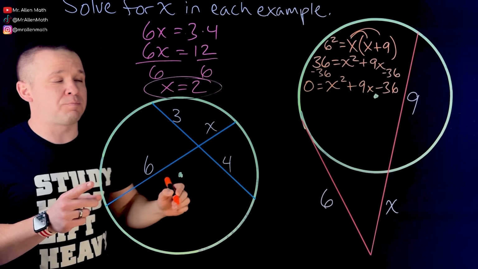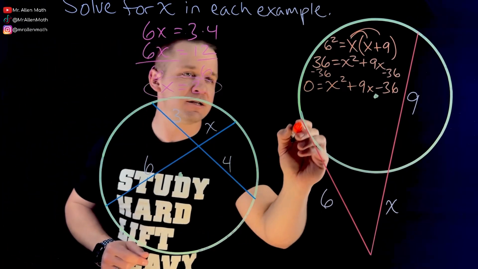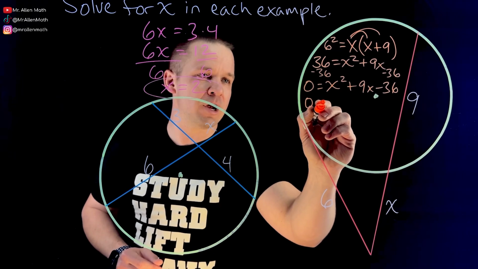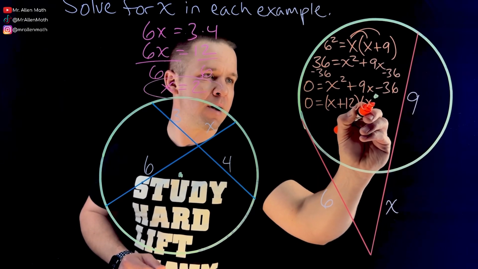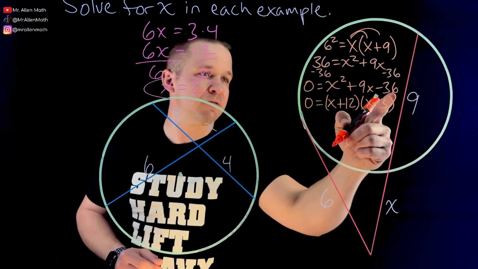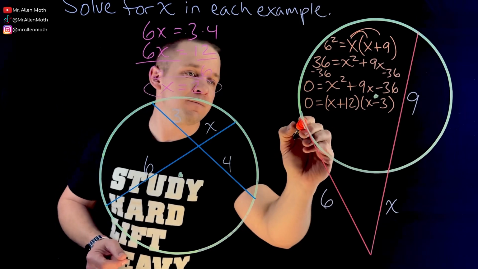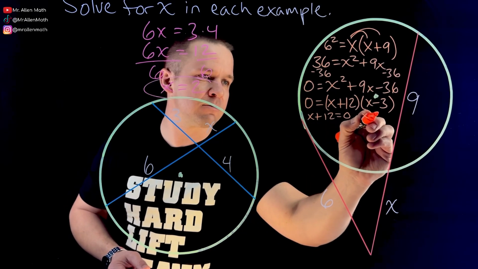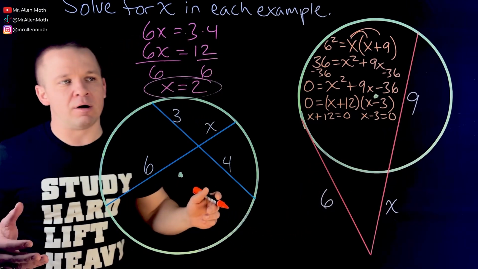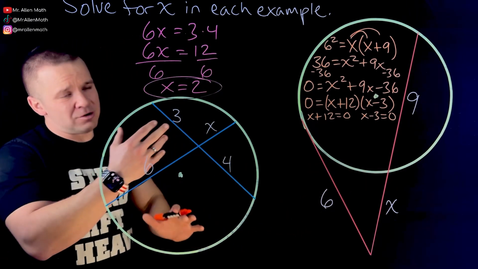Now, does anything multiply to negative 36 while adding to positive 9? Yes, it does. 12 and 3 would do the trick. So x plus 12 and x minus 3, that multiplies to negative 36 and adds to positive 9. Now, I can take my two factors, set them equal to 0. So x plus 12 equals 0 and x minus 3 equals 0. Or you might be like, bro, it's just the opposite, right? It is, unless you get a lead coefficient in there. Then you got to do a couple steps of algebra.